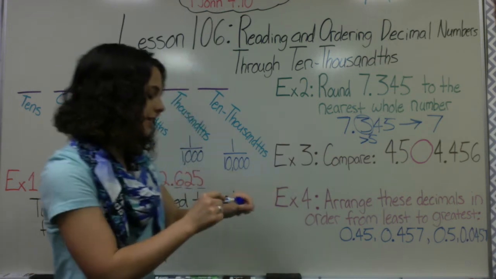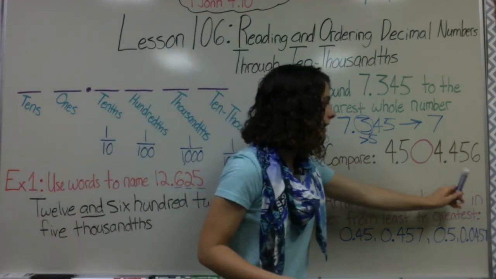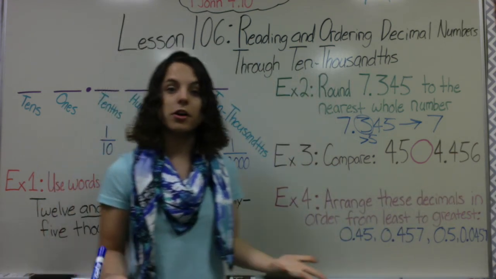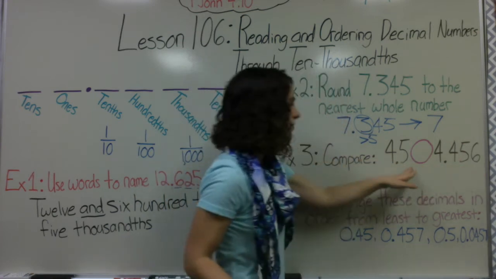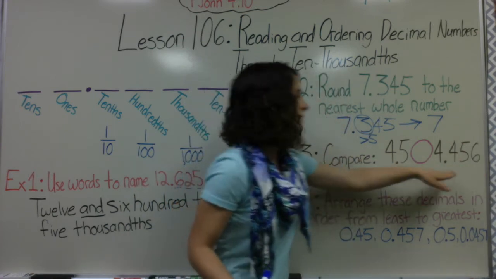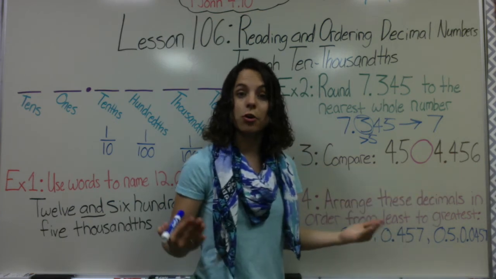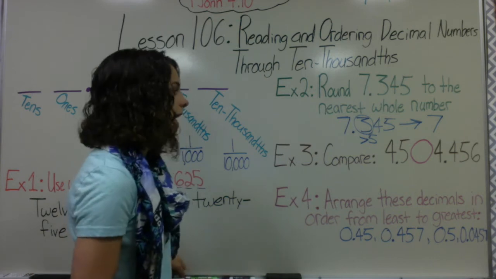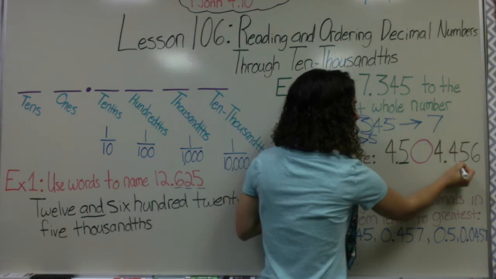Example 3 says to compare. I have 4 and 5/10ths, and 4 and 456 thousandths. Now the temptation, or a common misconception, would be that I have 456 here and only 5 here, so obviously this one would be bigger because there are more digits. And that would be incorrect, because I have to ask how many tenths I have here and how many tenths here.